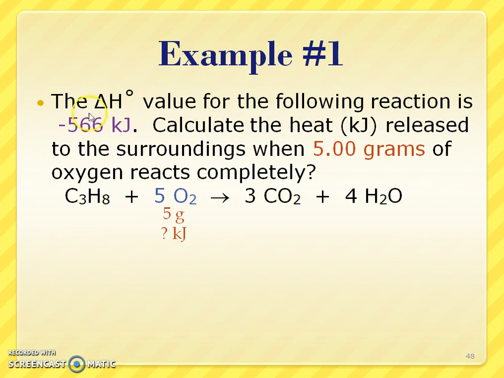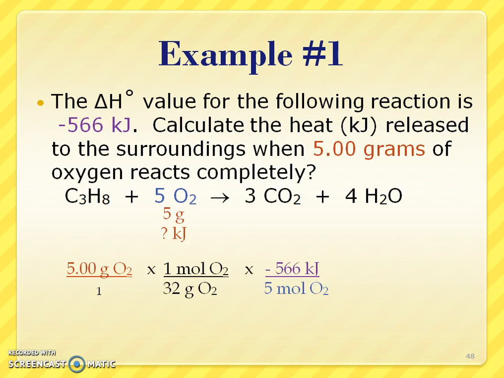Just as a reminder, negative 566 kilojoules, since it's the delta H of the whole reaction, means negative 566 kilojoules is going to be released when 1 mole of C3H8 and 5 moles of oxygen react, and 3 moles of carbon dioxide and 4 moles of water are formed. So I'm going to start with what they give us. I'm going to go from grams to moles. Now I'm going to use that delta H conversion, negative 566 kilojoules per 5 moles of oxygen, since that's what I want. And then, of course, do the math and get negative 17.7.